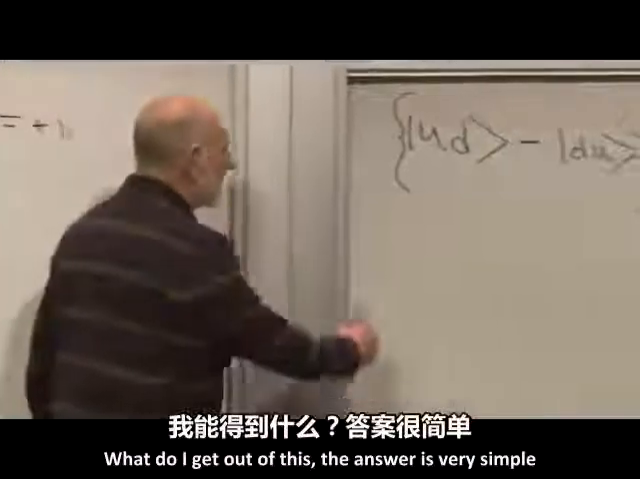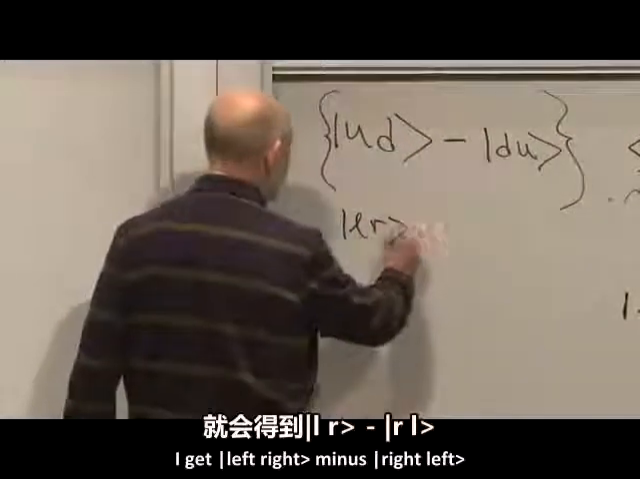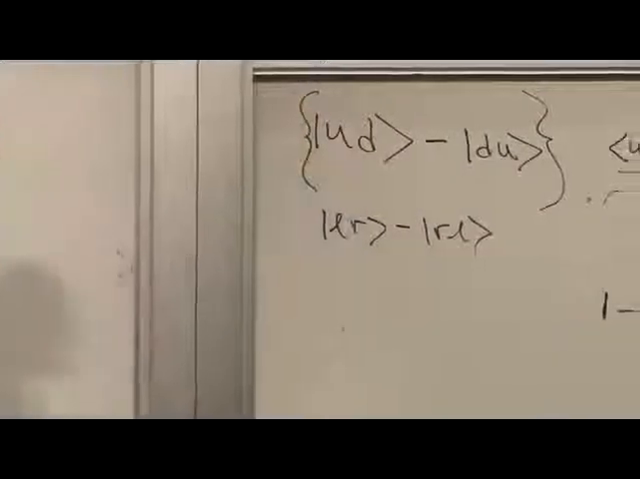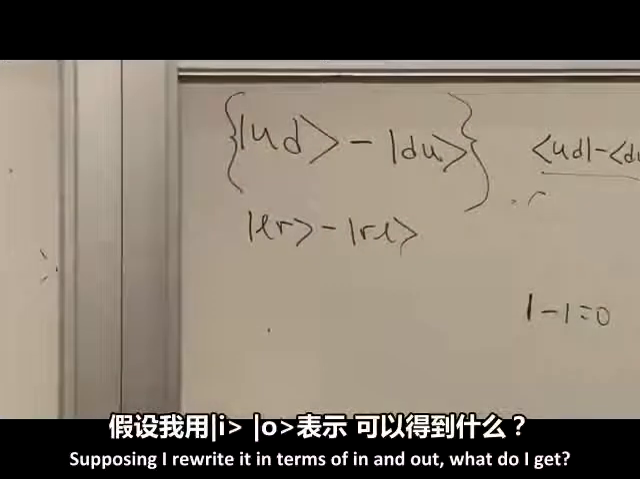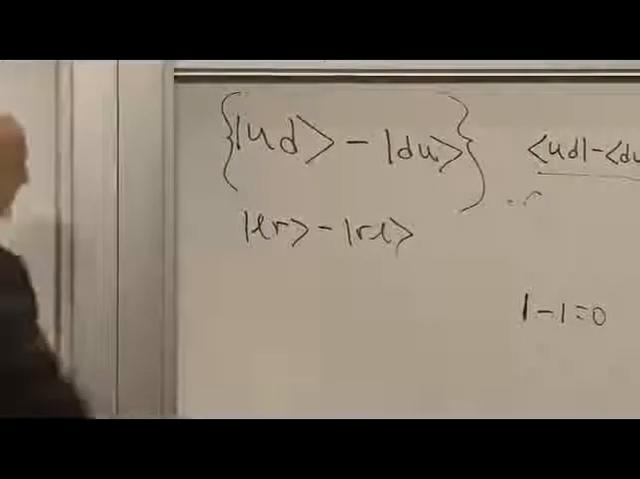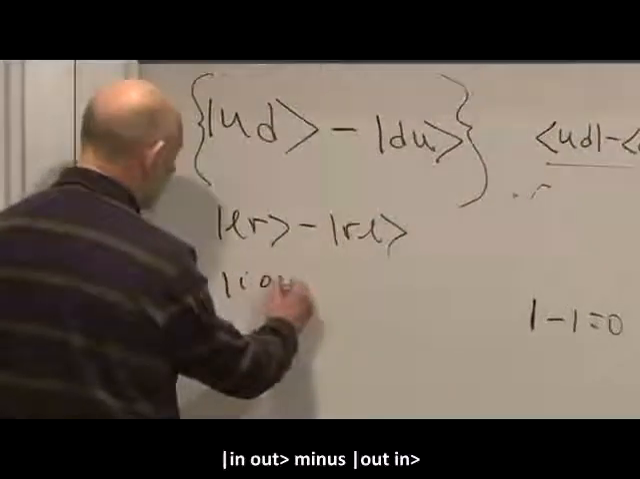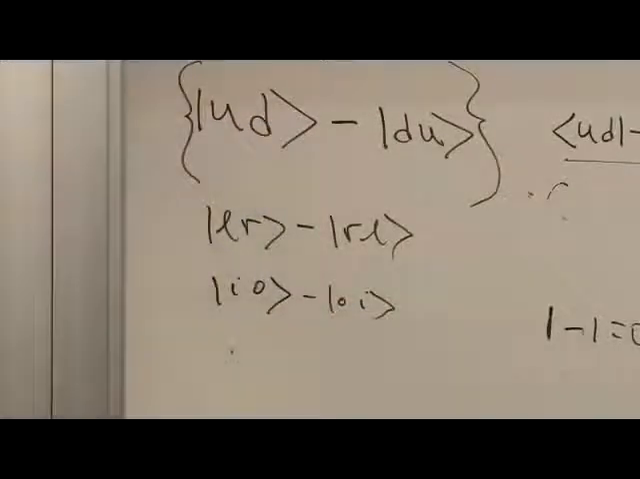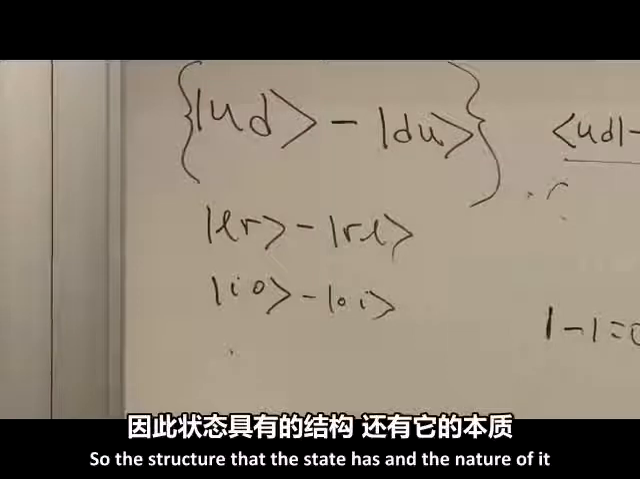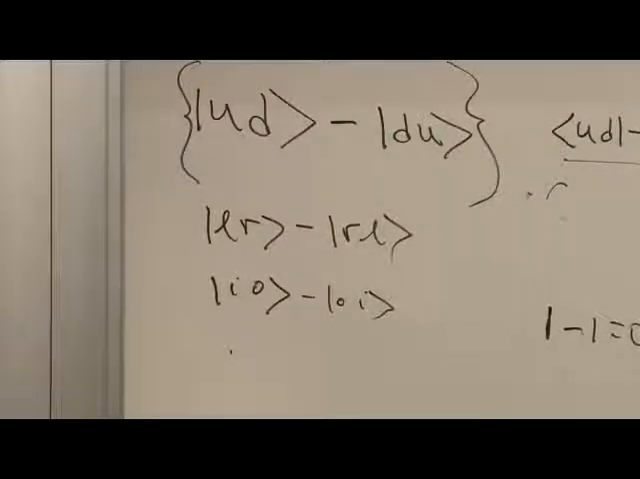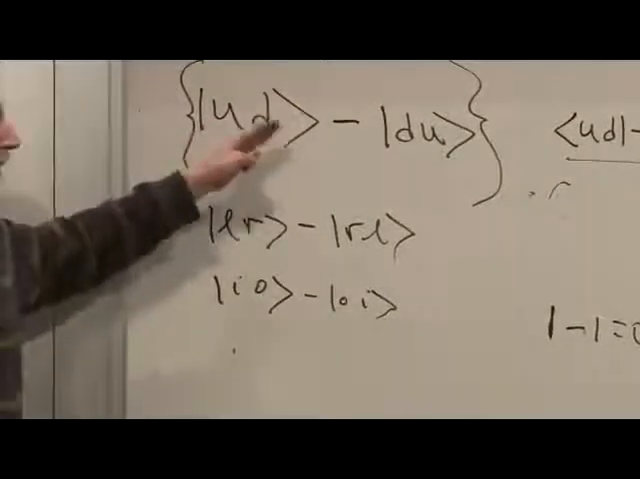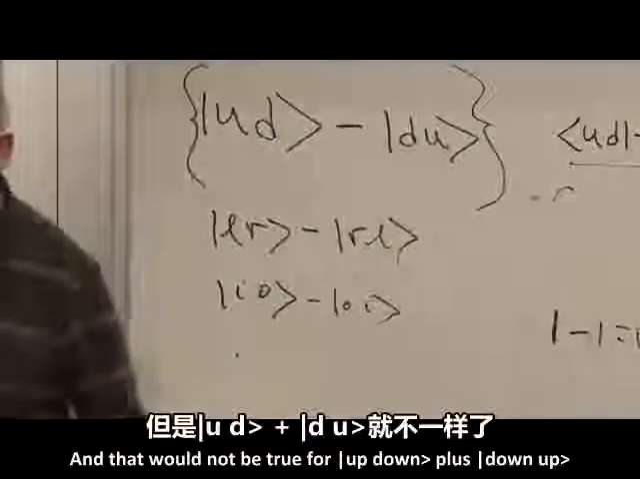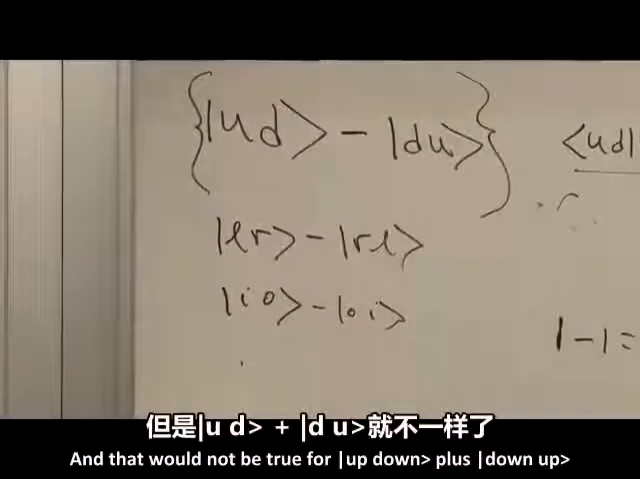The answer is very simple. I get left right minus right left. Supposing I rewrite it in terms of in and out, what do I get? In, out, minus out, in. So the structure that this state has, the nature of it, is actually the same in every basis. In every basis, it looks the same. And that would not be true for up, down, plus down, up.